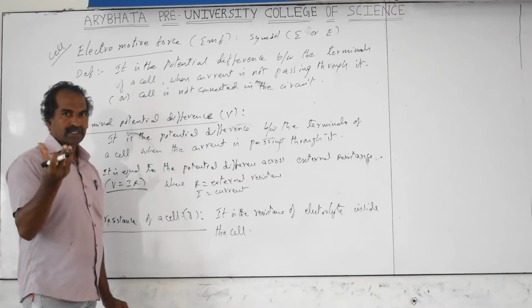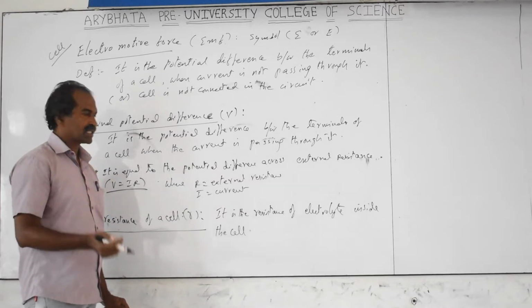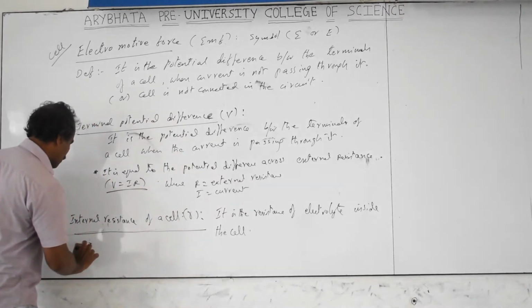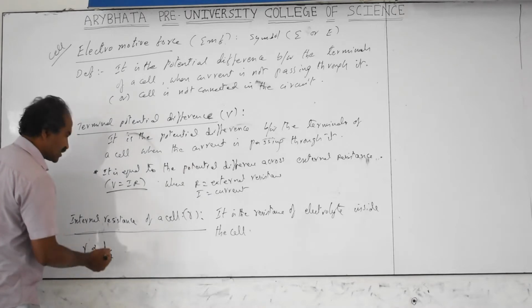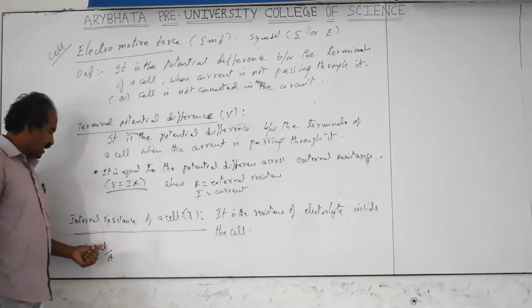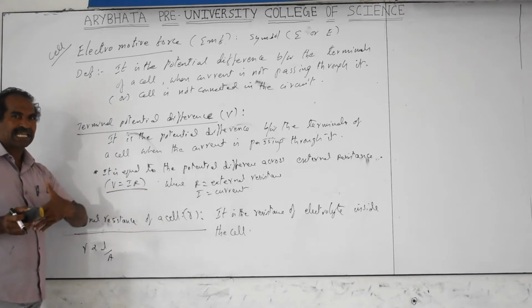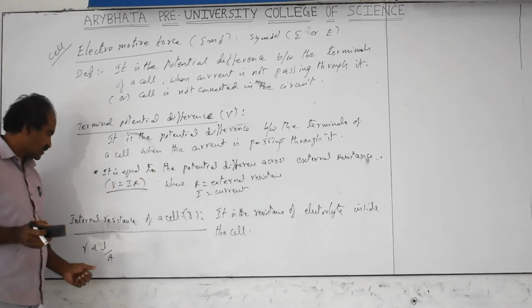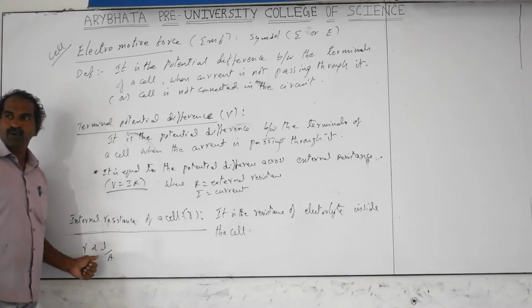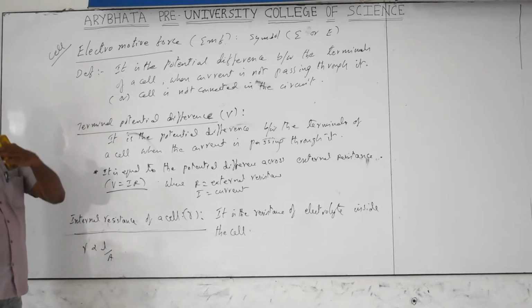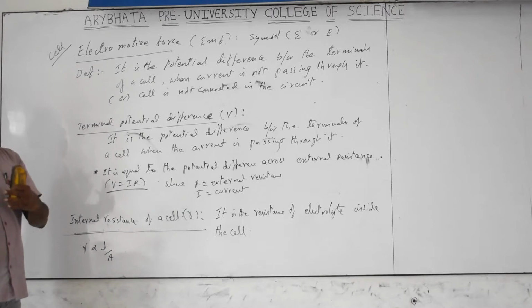More electrolyte, more distance between the electrodes, so more resistance, just like the condition we have, R is proportional to L by A, where rho is the proportionality constant. L here is the distance between the two electrodes. More distance between the electrodes means the ions travel a long distance, so more internal resistance. More area means the electrolyte is spread over a larger area, as in bigger cells compared to small cells.